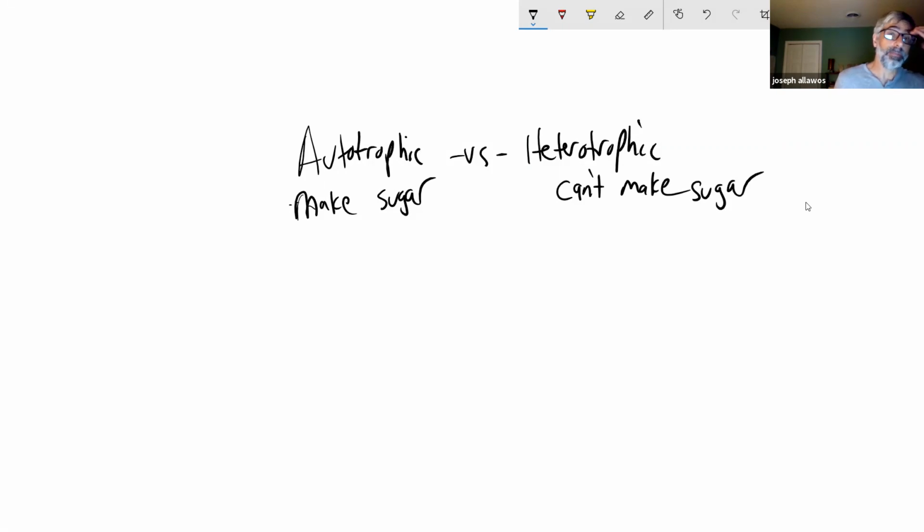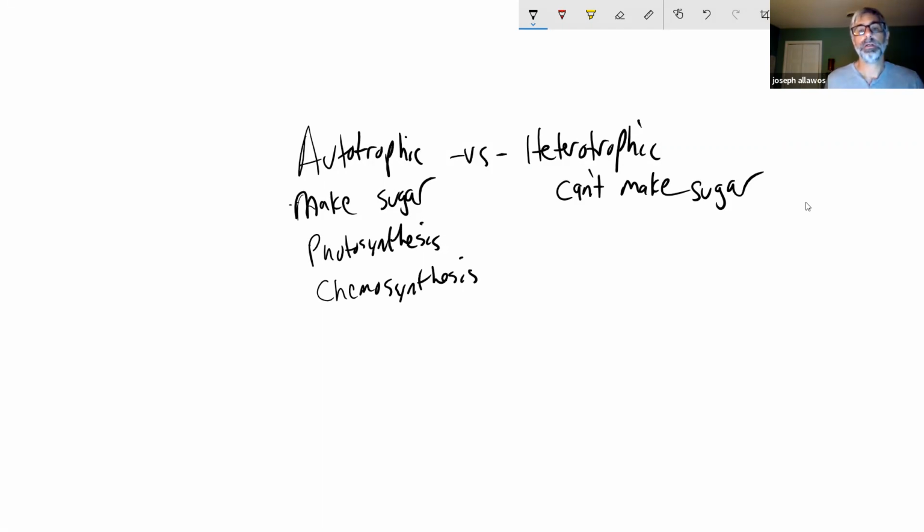Well, you already know that. How do you make sugar? Photosynthesis, or this oddball thing called chemosynthesis. Okay, and we won't really talk much about chemosynthesis. Suffice it to say, it's an alternative pathway to make sugar. It doesn't use light, it uses heat as the source of energy. And so there's that. Now, everything else, if you're not photosynthetic or chemosynthetic, then you can't make sugar. And we say that you're heterotrophic.